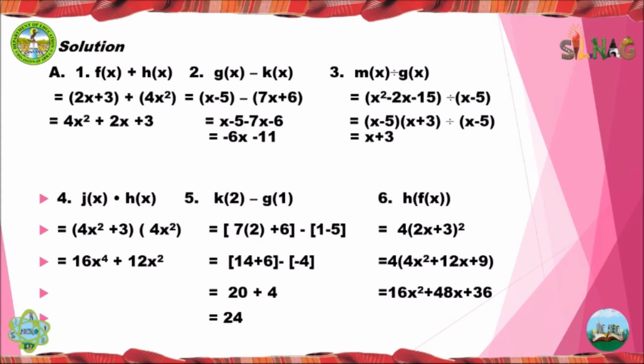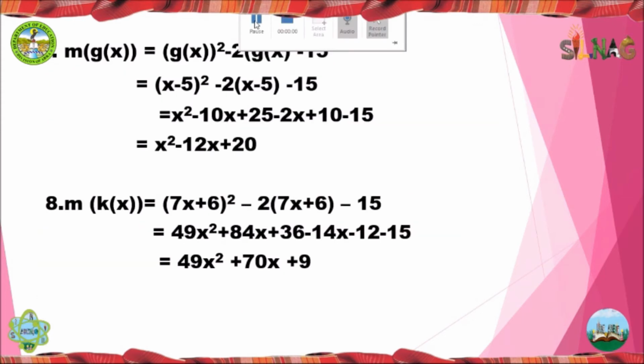Then 2x plus 3 times 2x plus 3 is equal to 4x squared plus 12x plus 9, applying the shortcut method in squaring a binomial. And then times 4. Okay, then we apply distributive property. 4 times 4x squared is 16x squared. 4 times 12x is 48x. 4 times 9 is 36.